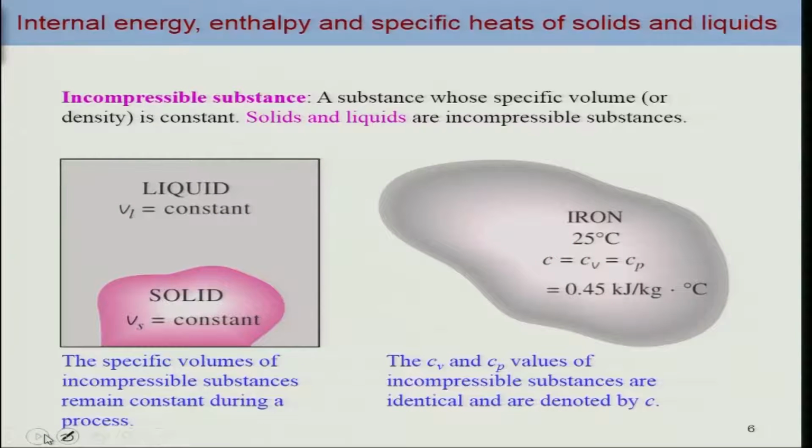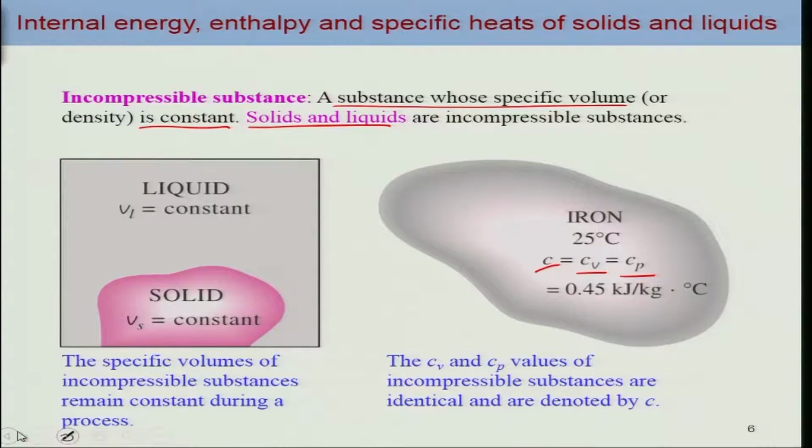Now let's pay attention to a different system. Here we are going to consider substances which are incompressible, which means a substance whose specific volume is constant, and examples are solids and liquids. For such a system one can show mathematically that specific heats are constant, which essentially means Cv is the same as Cp. We are just going to denote it by C for the case of solids and liquids.